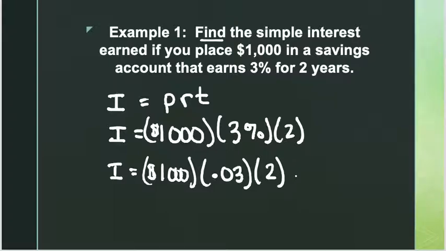So with your calculator, you can plug this in exactly as you see it. So 1,000, I'm going to plug in 0.03. So 1,000 times 0.03 and then times 2, and that gives us 60. So our interest earned after 2 years of having $1,000 in this account would be $60.